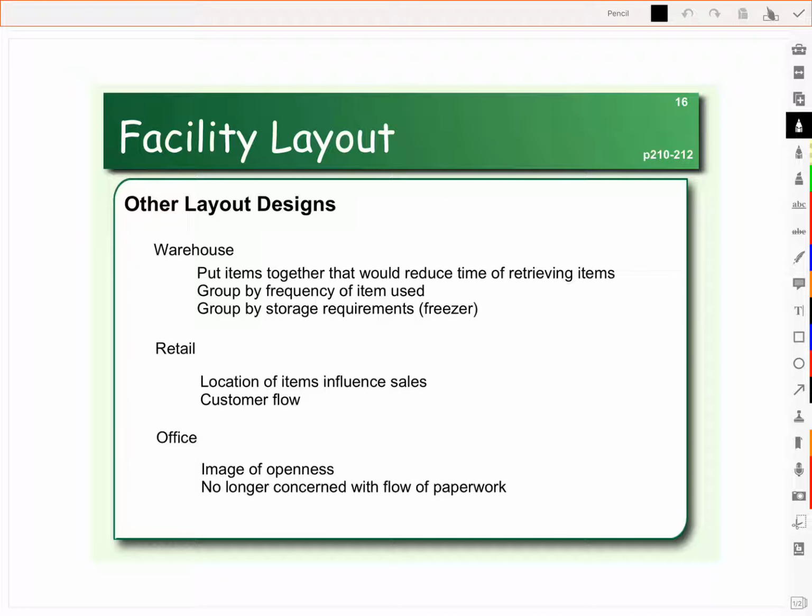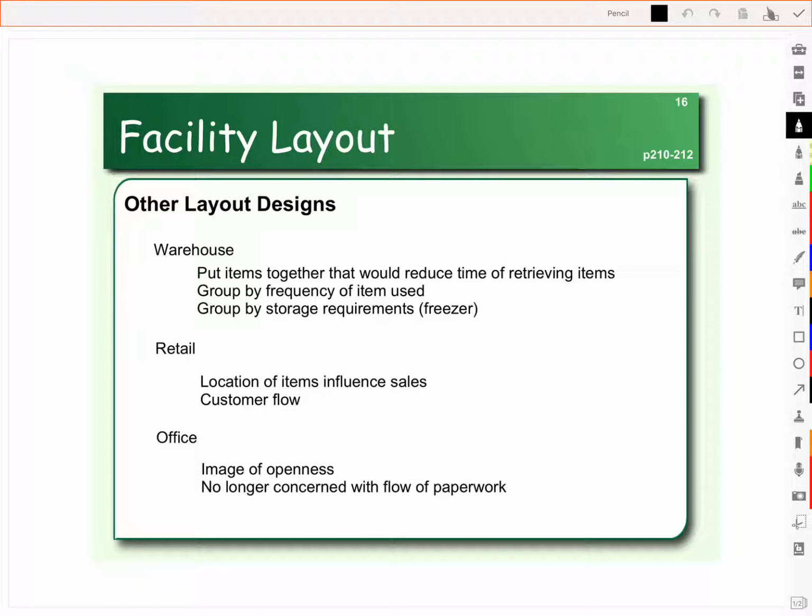So we're going to group items by frequency of use. We're also going to group items by the storage requirements. So if you think about the grocery store, everything that's frozen is kept together, everything that's refrigerated is kept together, and then those that don't have to be refrigerated or frozen are kept together. So we could group them by storage requirement as well.